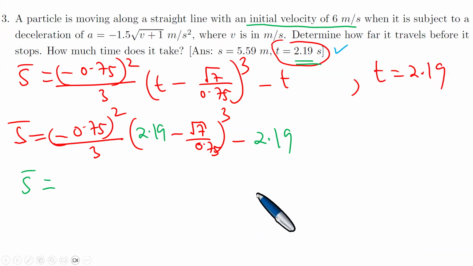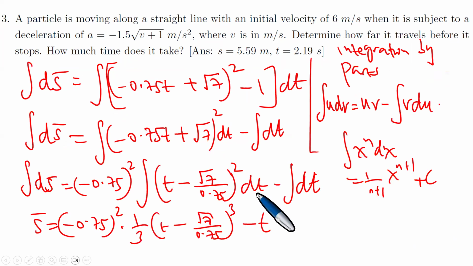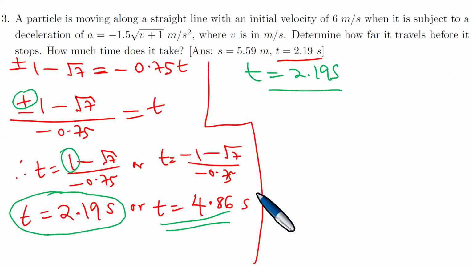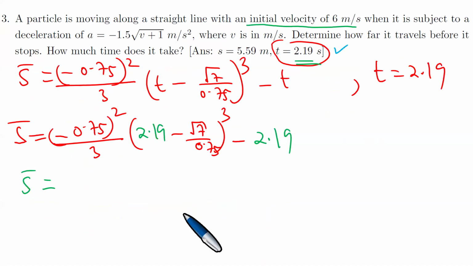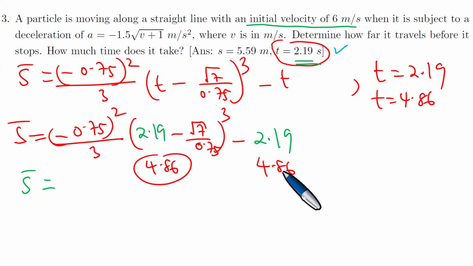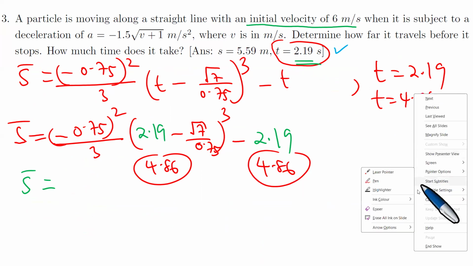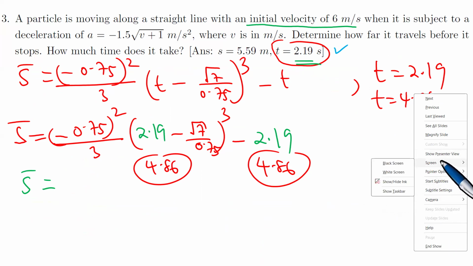But obviously, there are 2 possible values of the time. Let me check. There's also 4.86, which I believe is much larger. So you can put 4.86 in the place of the time here. I'm trying to investigate to see if there's a small typo that I need to rectify. So you have the screen and the calculator.